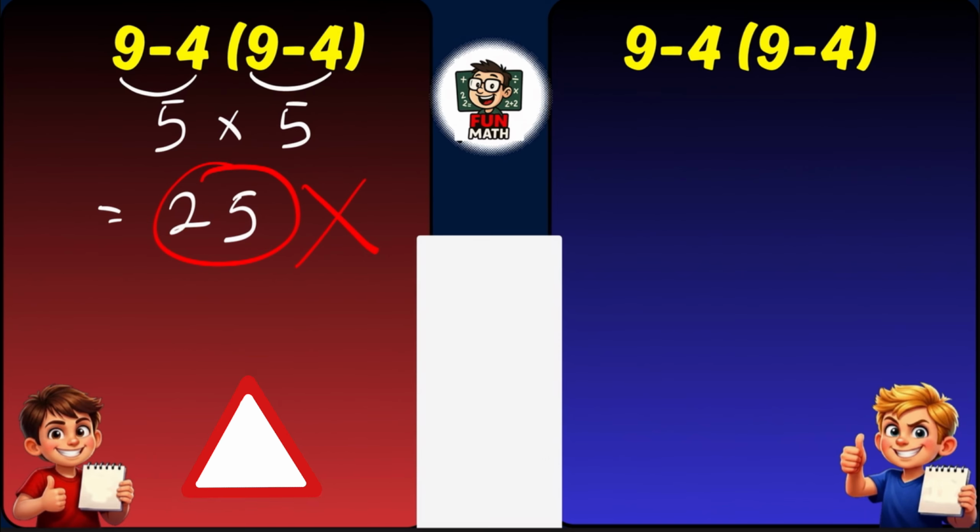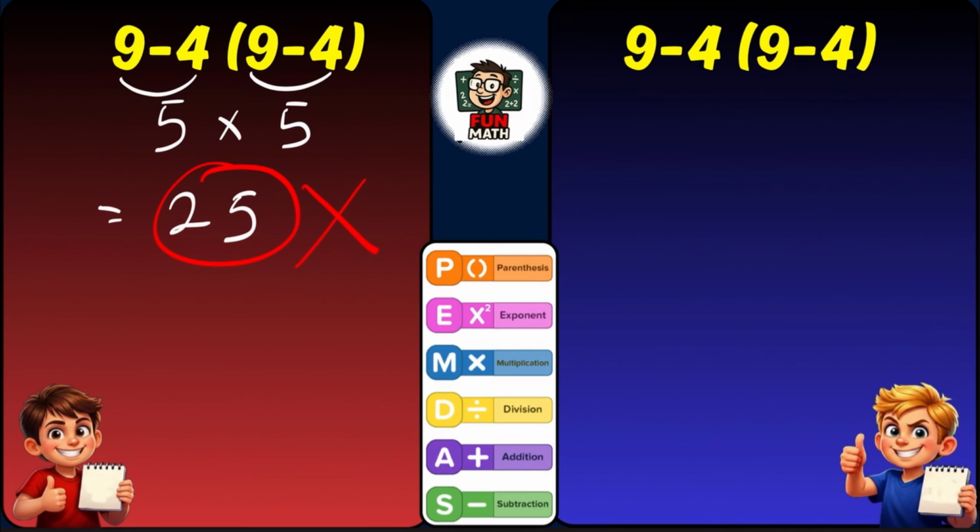Because when solving the problem, we should have paid attention to the order of operations. The order of operations is coded as PEMDAS. P stands for parentheses, E stands for exponents, M stands for multiplication, D stands for division, A stands for addition, S stands for subtraction. There is no order in multiplication and division. Operations are done from left to right. Similarly, there is no order in addition and subtraction. Operations are done from left to right.